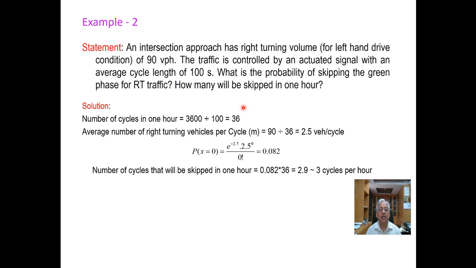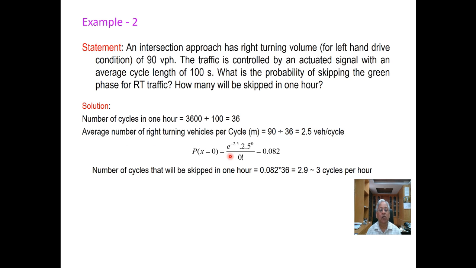Now, the number of cycles in 1 hour will be 3600, that is the number of seconds, divided by cycle length, that is 100. So there will be 36 cycles in 1 hour. The right turning vehicles arriving at the intersection are 90 vehicles per hour, and in 1 hour there are 36 cycles. So in one cycle, there will be 2.5 vehicle arrivals. So that is the mean rate of arrival.